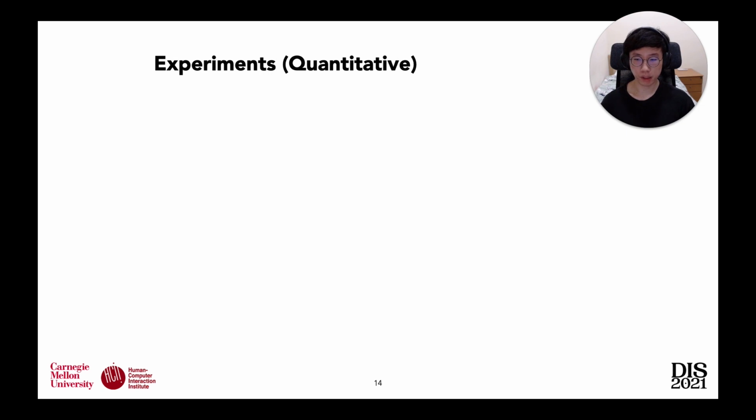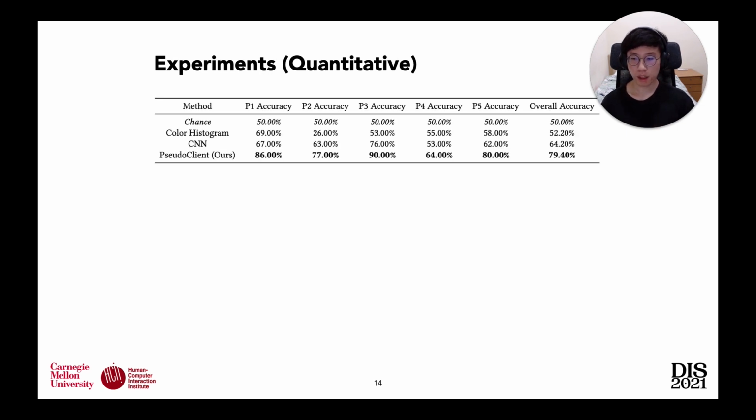We performed several experiments to evaluate PseudoClient's performance. We first trained 5 personalized models for 5 people. Each personalized model was trained with only 5 positive and 5 negative design examples. We compared PseudoClient against 2 common baselines, color histogram distance and a standard convolutional neural network. And we see that PseudoClient outperforms them.